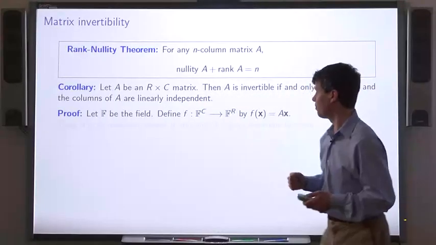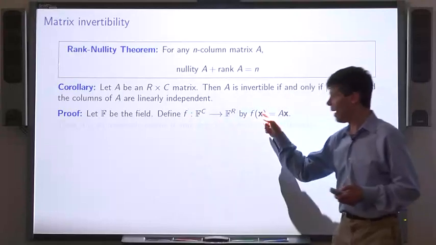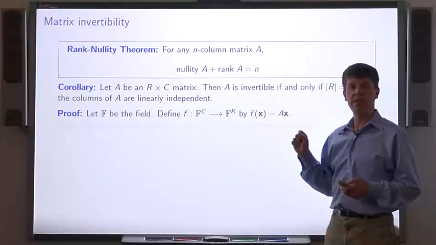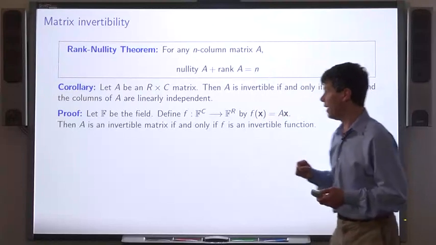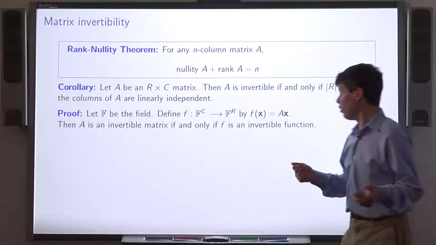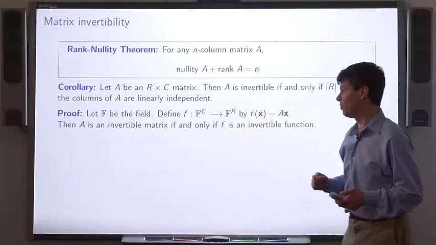Here's the proof. Define the function f by f of x equals A times x. Then A is an invertible matrix if and only if f is an invertible function.